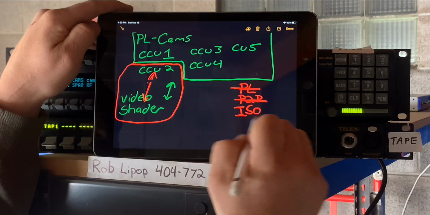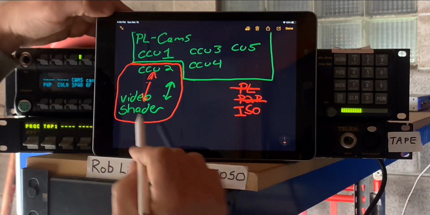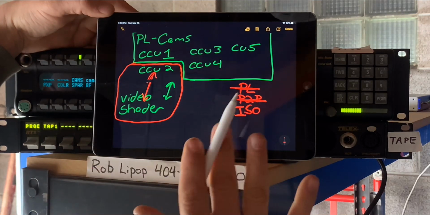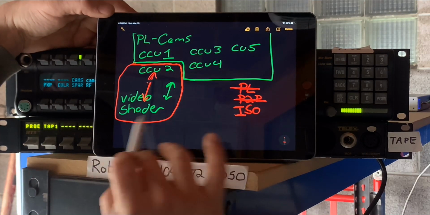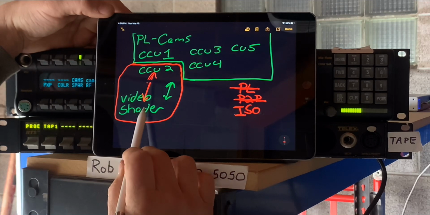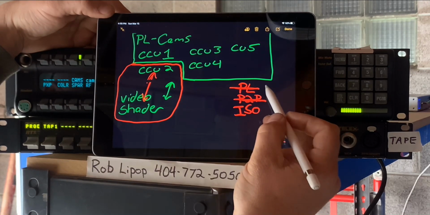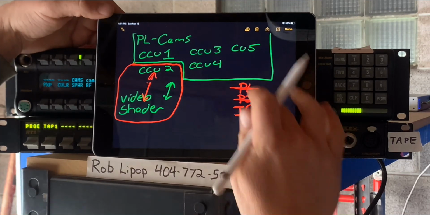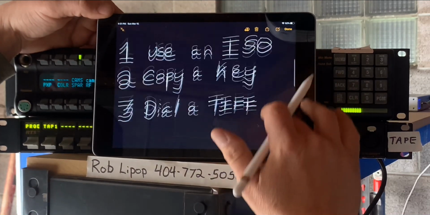So this is an ISO. The ISO does more than just let you talk to the CCU. All right, I'm not going to explain it again. This is what an ISO does. It pulls it out of the conversation, does more than a party line or a point-to-point could. All right, so that's what an ISO does.